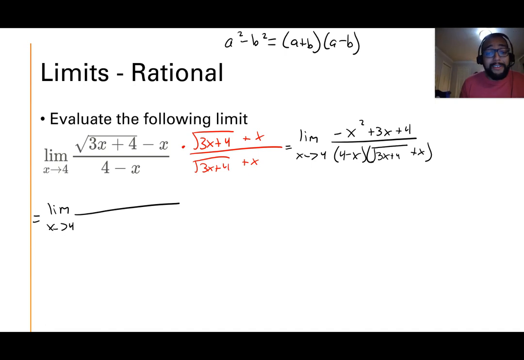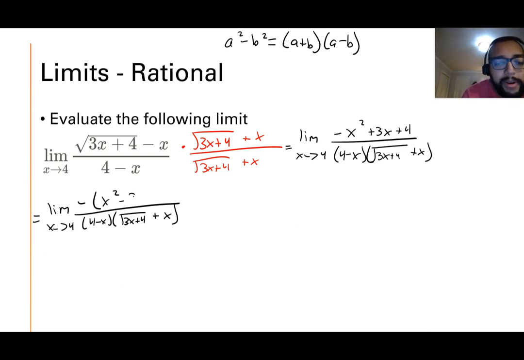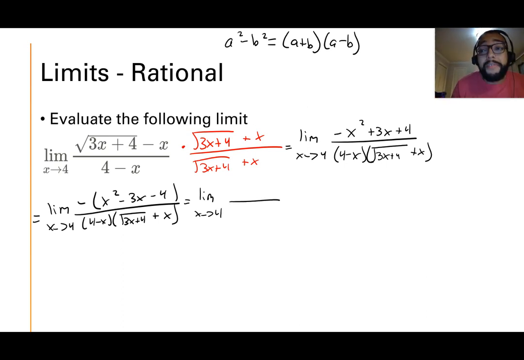Again, our bottom's still the same: 4 minus x and the square root of 3x plus 4 plus x. But for the top, I'll go ahead and factor out a negative. I'll say x squared minus 3x minus 4. It'll make the factoring less confusing, especially if you've never really learned how to factor with an a value being negative. We teachers tend to teach it with a positive a value, which is fine because, again, if you don't know how to factor, we have resources. If you do know how to factor, you're in for your lucky day.